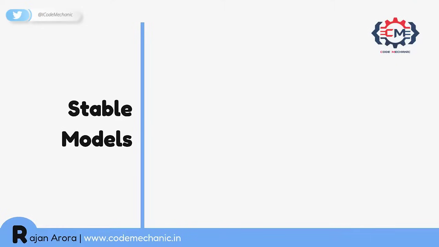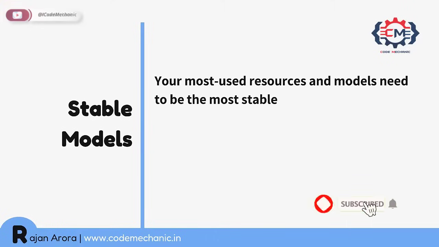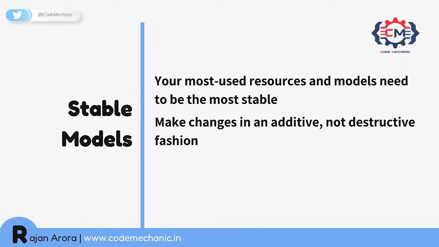Your most used resources and their associated models should be the most stable elements in your API, since they are going to be depended on by the largest number of clients and the most parts within a client. Where possible, make changes in an additive fashion to avoid breaking your clients. And if you have more than a single client, consider versioning upfront as part of your API design.